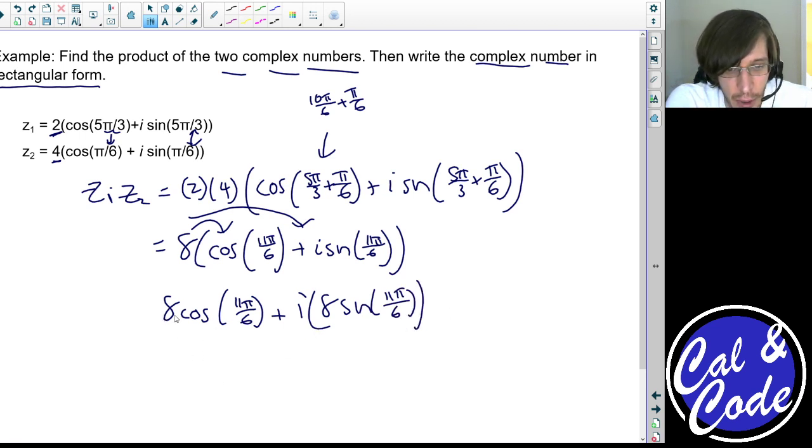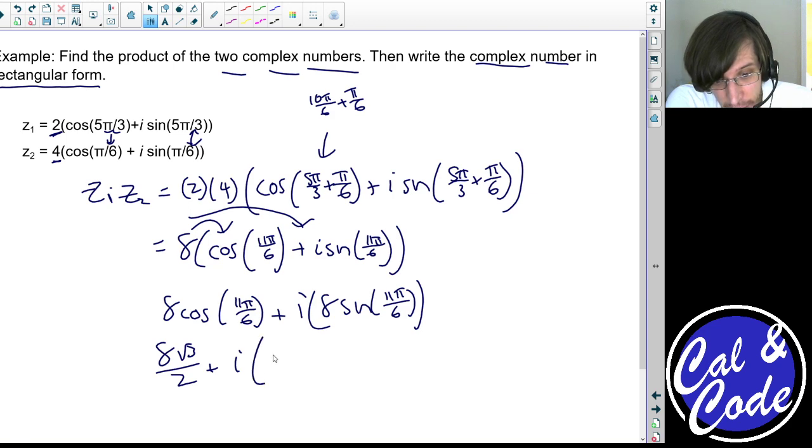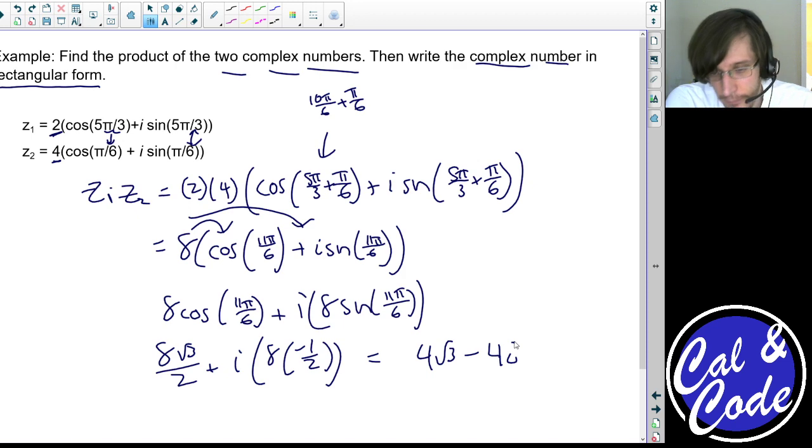I need to find out what cosine and sine of 11 pi over 6 is. Cosine is root 3 over 2. So I'm going to have 8 times root 3 over 2 plus i times, it's going to be negative 1/2. So 8 times negative 1/2. And we end up with 4 root 3 minus 4i. And that's what happens when we multiply those two together.